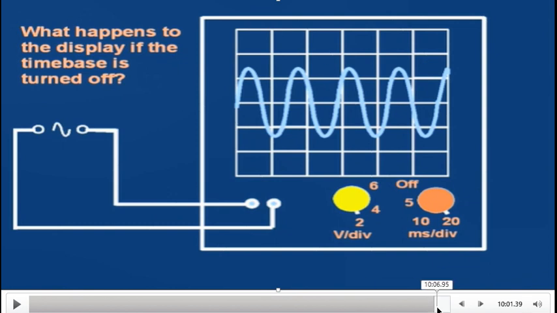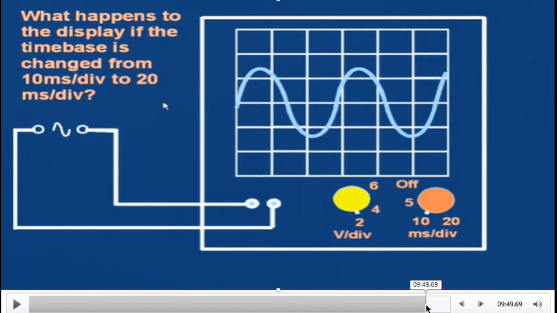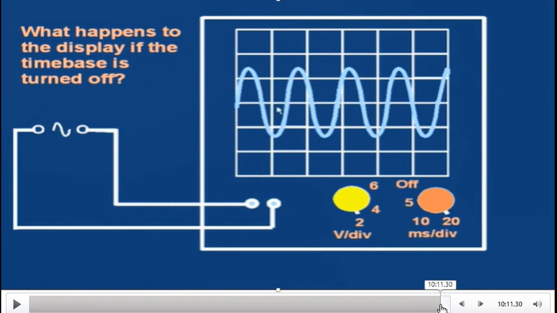Just have a look once again. See, it was a 10. See here, the time base. See here, the shape of waves. Now it is going to move towards the 20. See, at the 20 what happens? It becomes double. So here the number of waves also becomes double.